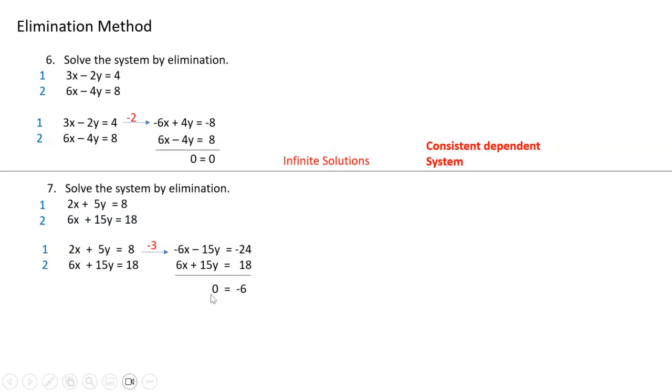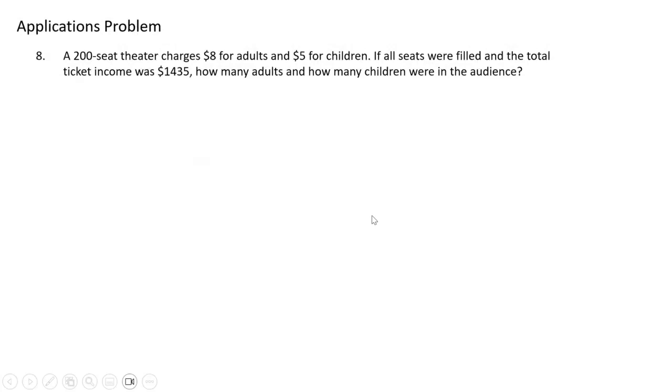If you notice, there are no more variables, no more x's or y's. So this means this is not true, right? Which means this is no solution. It means that the lines are parallel. They will never cross. Okay? And this is called an inconsistent system. Okay, now let's move on.